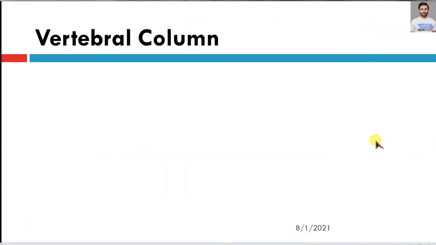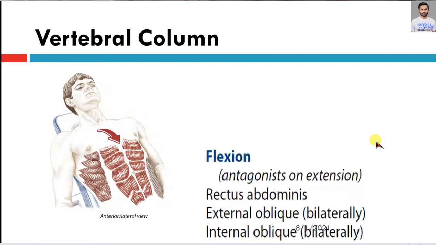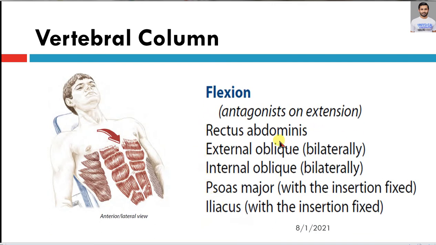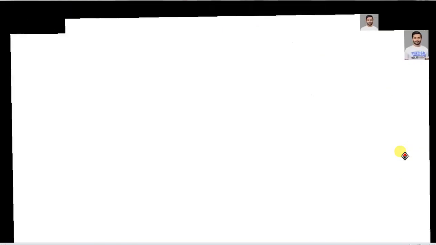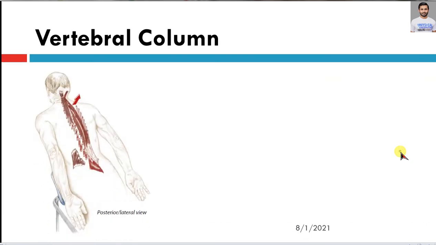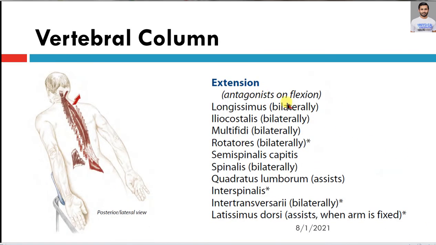Now we'll talk about the synergists. For trunk flexion, the rectus abdominis is the chief contributor, whereas external oblique, internal oblique, psoas major, and iliacus are also working to bring the trunk into flexion. Extensors, a lot of muscles, because we learn to keep our spine erect and extended all the time, and for this very same reason we need muscles.